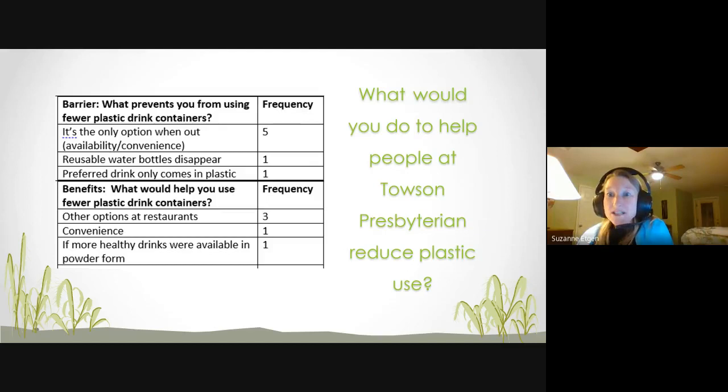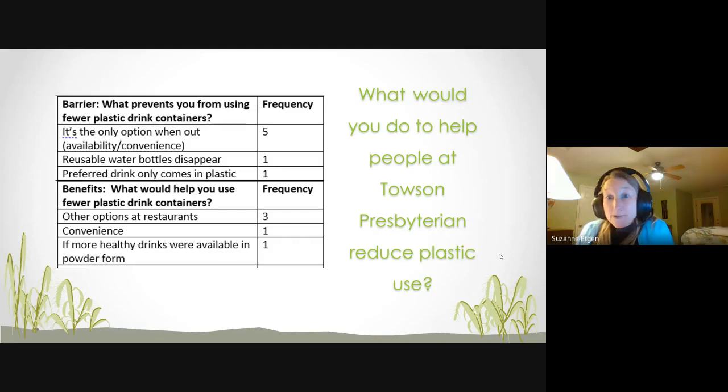So that was really strong. People really felt, number one, like it wasn't in their control to choose or refuse. And also it was very strong on convenience and availability. There were two other little comments about reusable water bottles being expensive and then they just disappear. It sounds like they have kids who leave bottles places, or their preferred drink only comes in plastic. And then, what would help them?